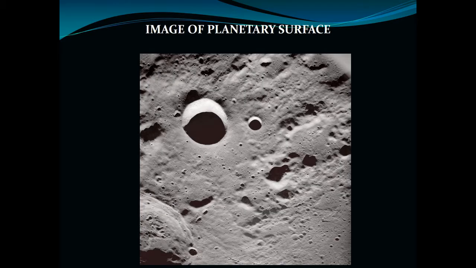The planetary mission captured the planetary surface of a planetary body, also a part of remote sensing data. What we are seeing in the slide is the image of the planetary surface of the moon. You can see the highly undulating terrain topography and meteoritic craters on the surface of the moon.